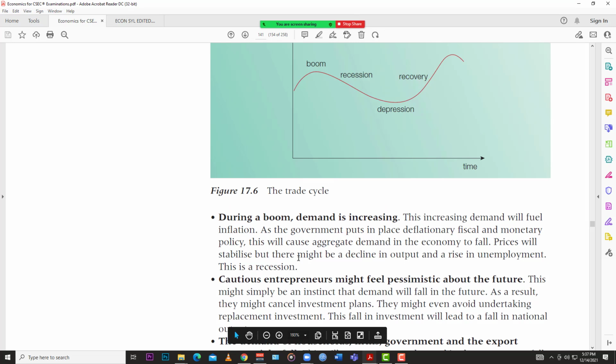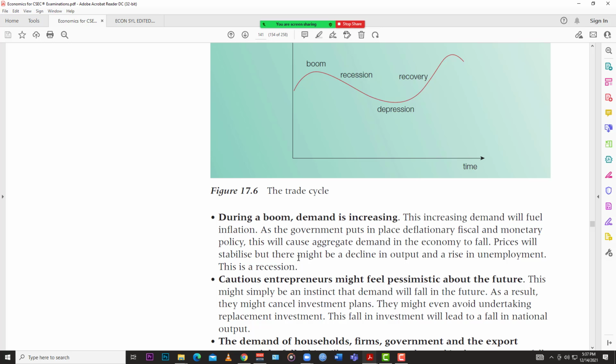Then we have cautious entrepreneurs who might feel pessimistic about the future. This might simply be an instinct that demand will fall in the future. As a result, they may cancel investment plans. They might even avoid undertaking replacement investment. This fall in investment will lead to a fall in national output.